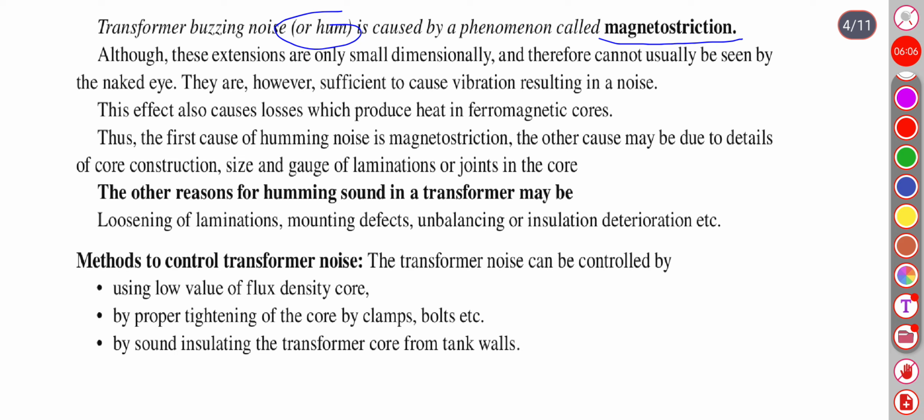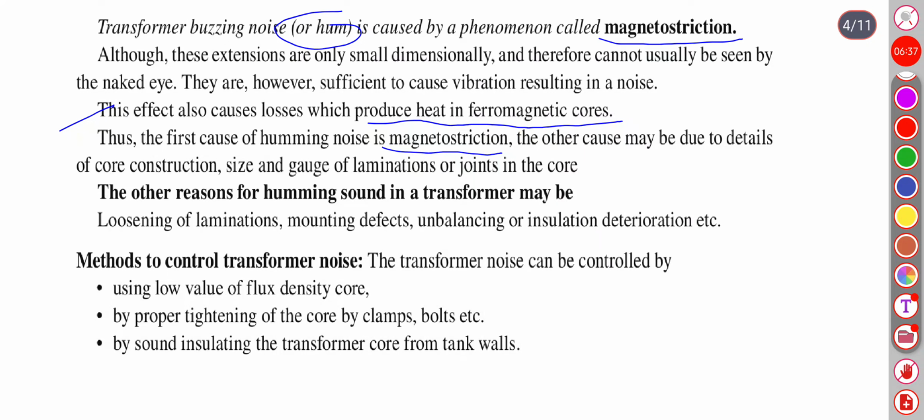Although these extensions are only small dimensionally, and therefore cannot usually be seen by the naked eye, they are sufficient to cause vibration resulting in noise. This effect also causes losses which produce heat in ferromagnetic cores. Thus, the first cause of humming noise is magnetostriction.